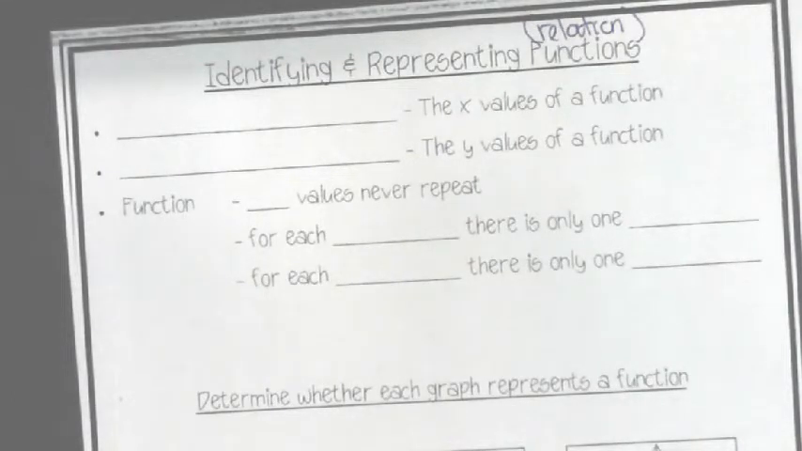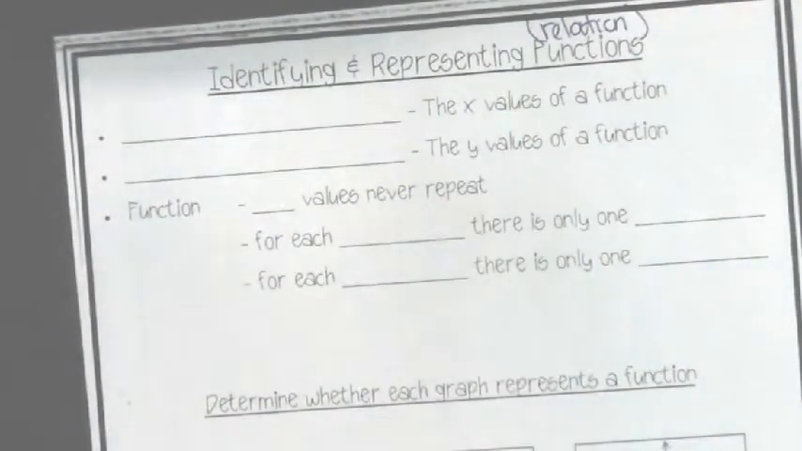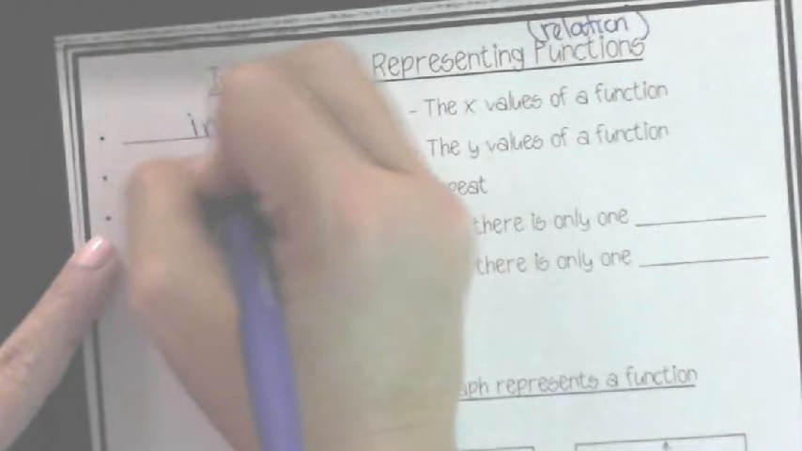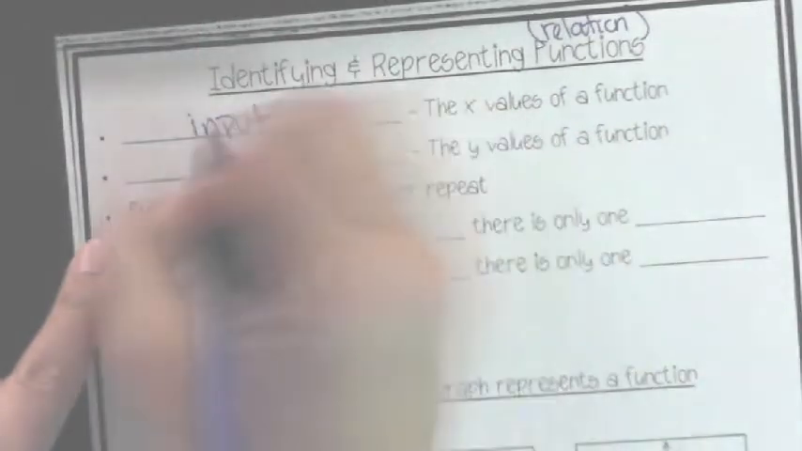Okay. The x values of a function, those are called the input. The x values are the input, and the y values are called the output.